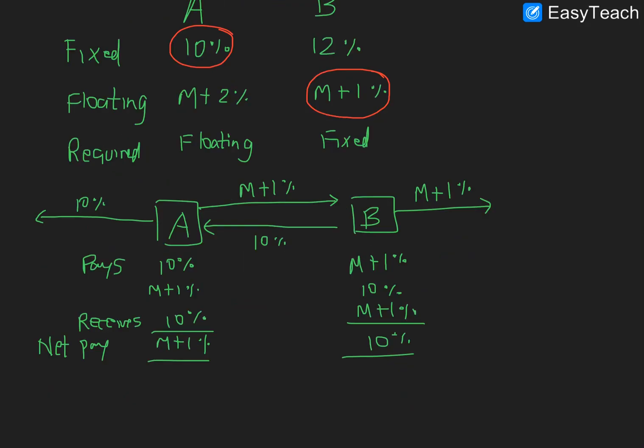So if you look at it, I'll just say rate of interest if borrowed on its own. We will say if A would have borrowed at a floating rate, it would have cost him MIBOR plus 2%, and B, if he would have borrowed at a floating rate, it would have cost him 12%.